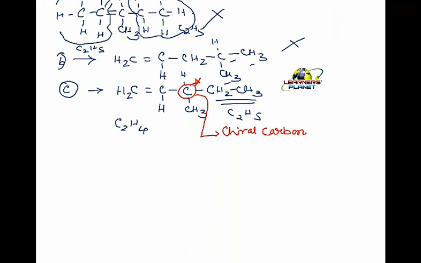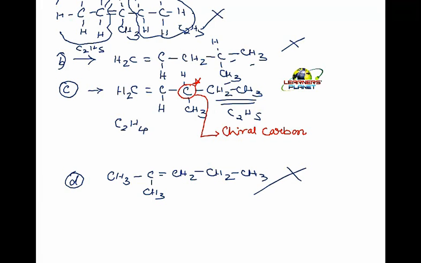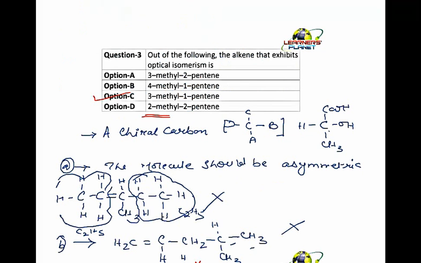2-methyl-2-pentene. Let's see if this is right. It is 2-methyl-2-pentene: CH3, CH3 double bond C, CH2, CH3. So is there any chiral carbon? No. There are two methyl groups over here. So what is the right answer over here?